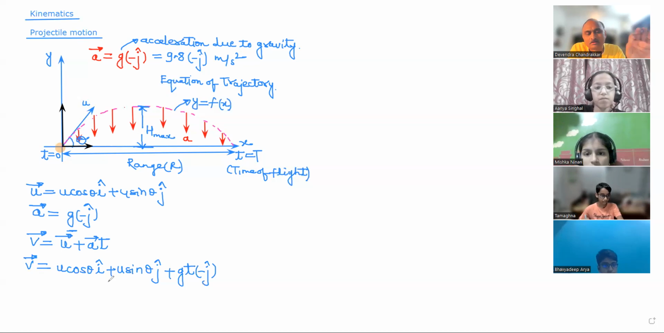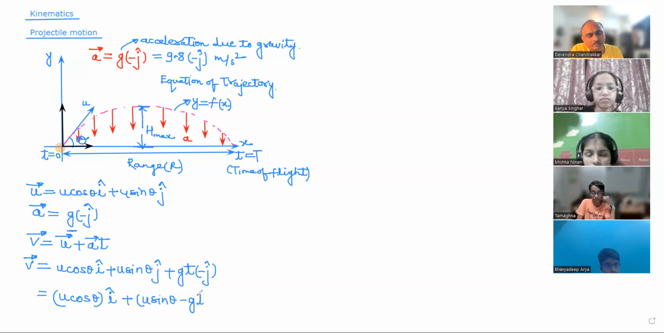Yes, all of you understood this equation or not? Yes, sir. Okay. Now, I will segregate j cap and i cap. So this is u cos theta i cap plus u sin theta minus gt j cap. This is the v vector, right?